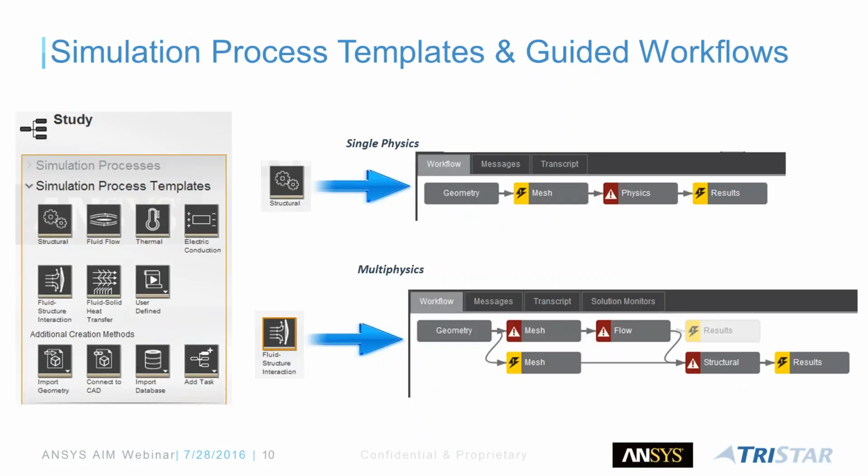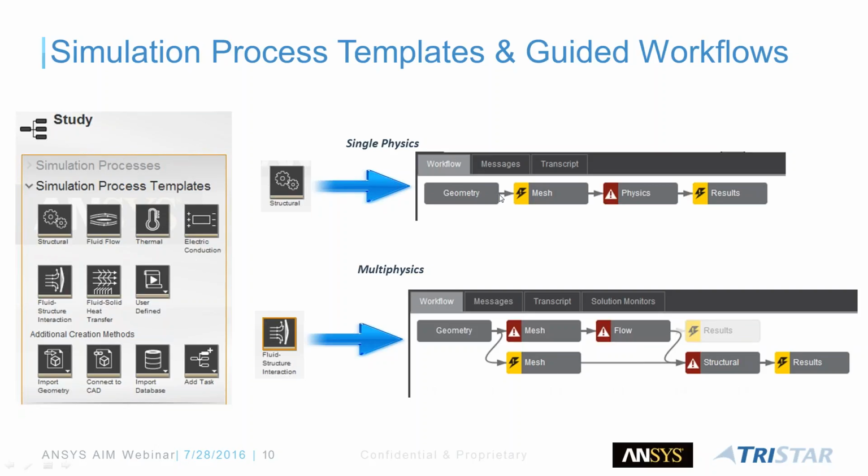Now, out of the box, there are a few templates, like just a structural template that allows single physics, or it could even be a multi-physics template like fluid structure interaction or fluid solid heat transfer, right? Now this is predefined out of the box. When you install ANSYS, you get it, right?